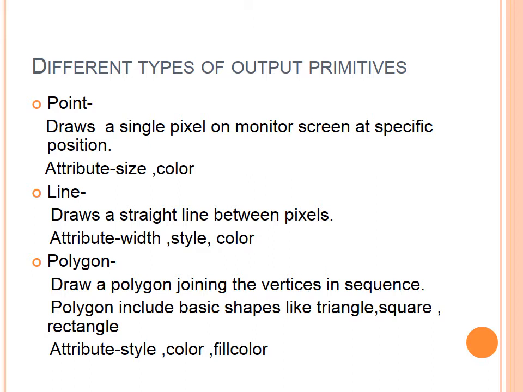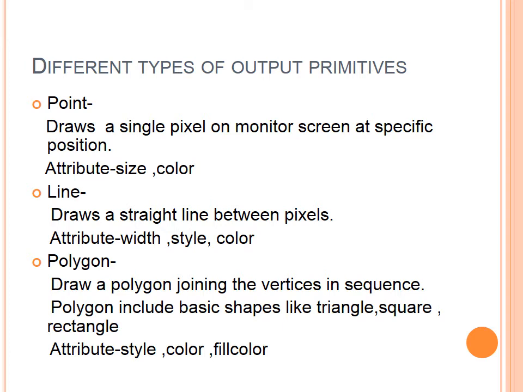Next one is a line. By using line, we draw a straight line between pixels. And attributes are width, style and color. Width is like the numbering 1, 2, 3, 4. Style like solid, dotted, dash. And color like green, yellow, red.